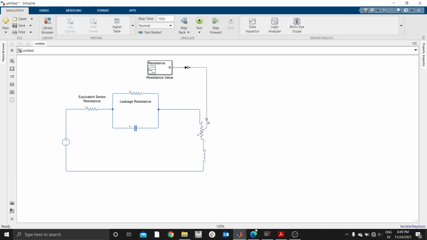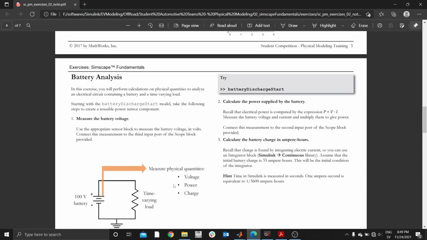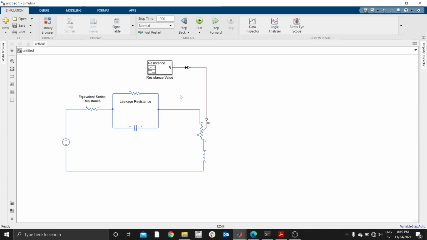Then remember we need to monitor voltage. We need to monitor voltage. We need to monitor power and charge. How do you get power? We know power is a product of current and voltage. Therefore, we must measure the current and voltage so that we multiply them and get the power. Power equals VI.